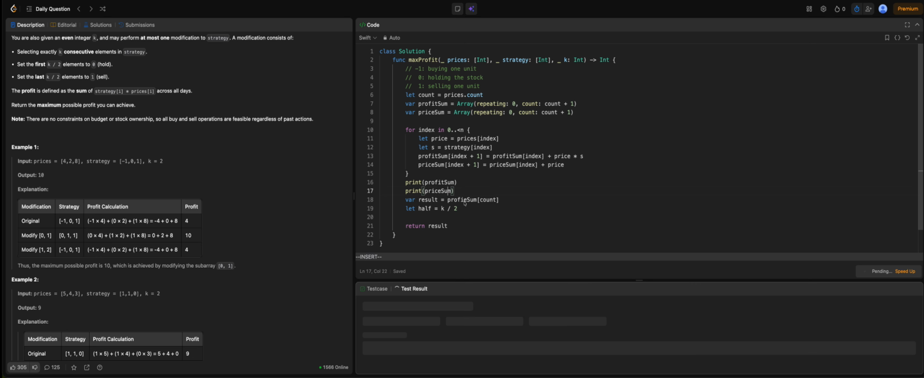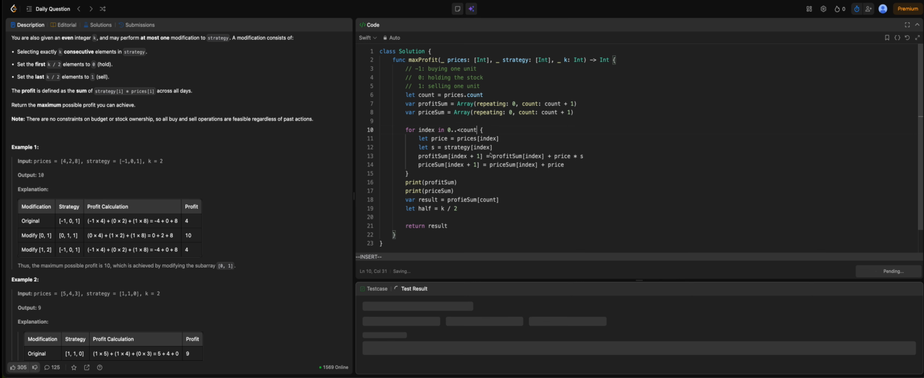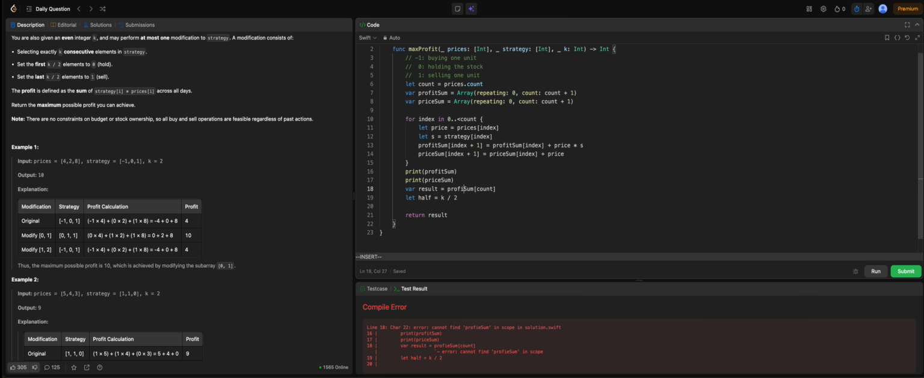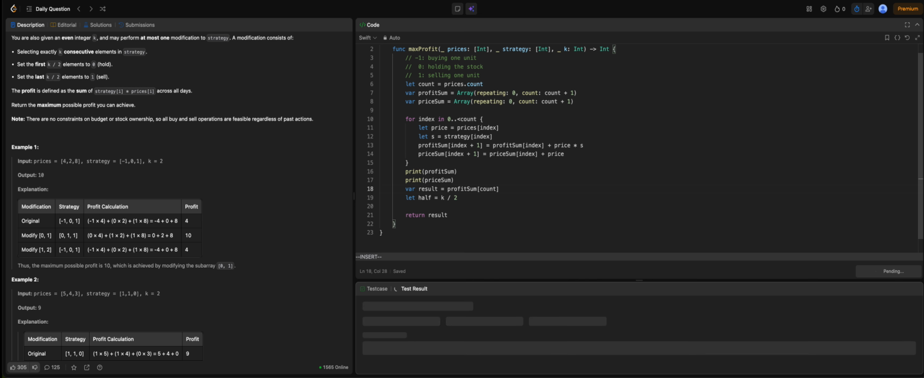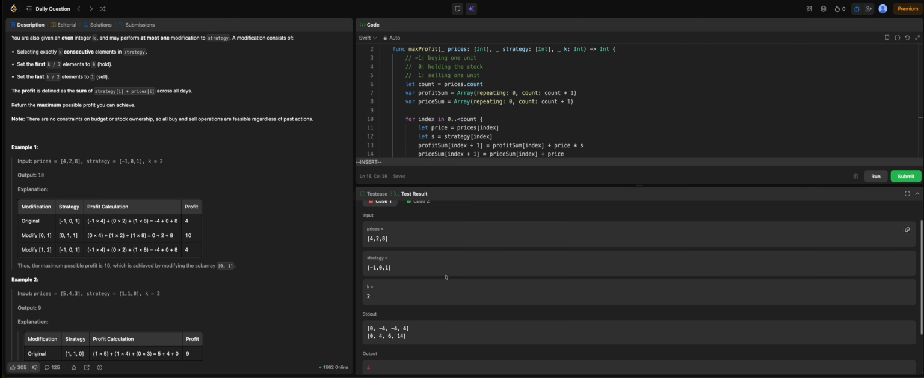So if we calculate the profit sum, there should be the count. I always make a mistake like writing the count as an n. I don't know why. Maybe that's the old habit. Profit, so okay, some case was correct.